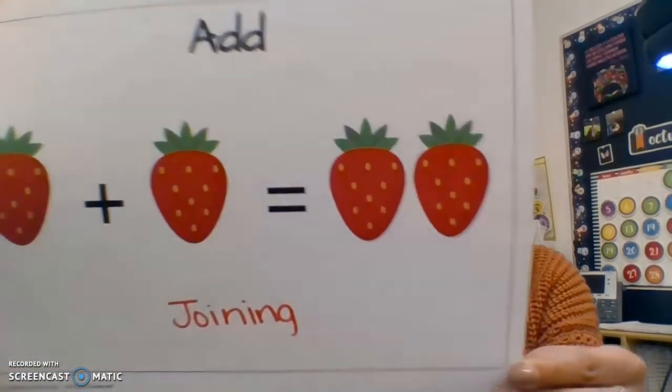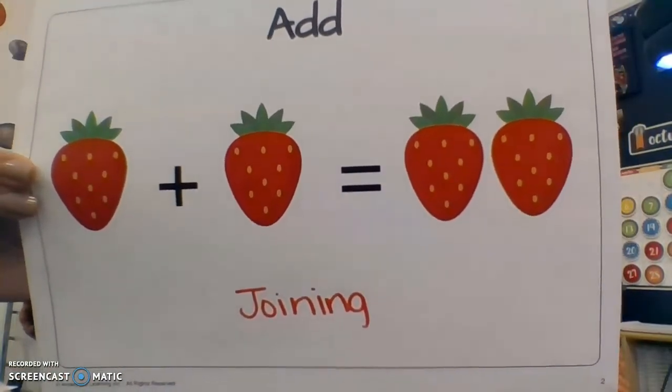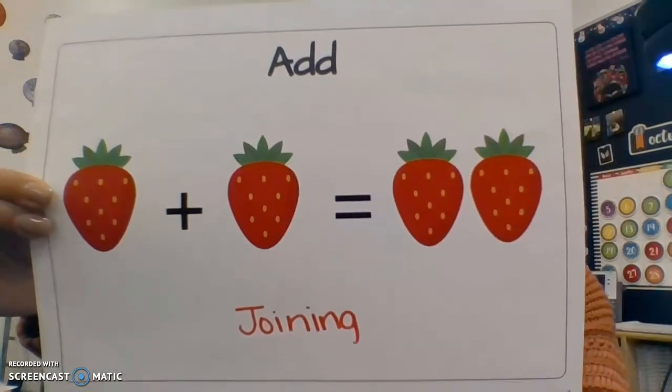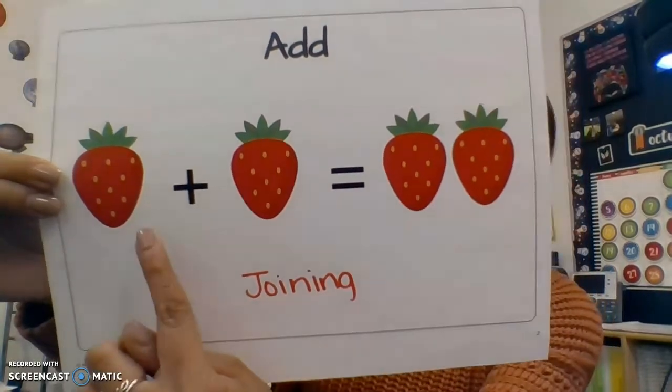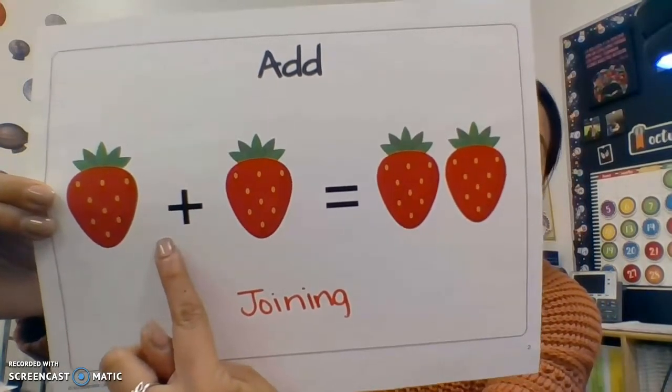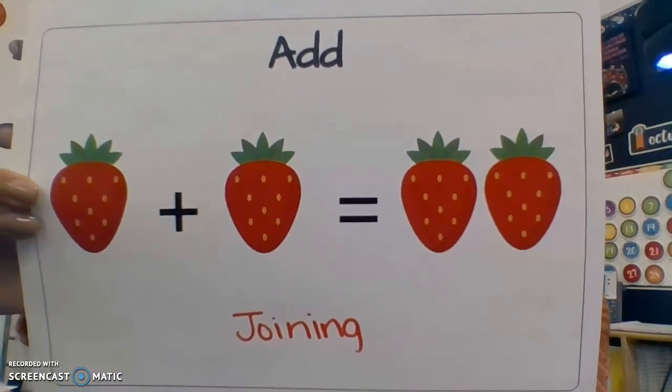Our first vocabulary word you've seen plenty of times. It is add. So when we are adding, we are joining. When we are adding, we use our plus sign. So we have our plus sign. We are adding, joining.